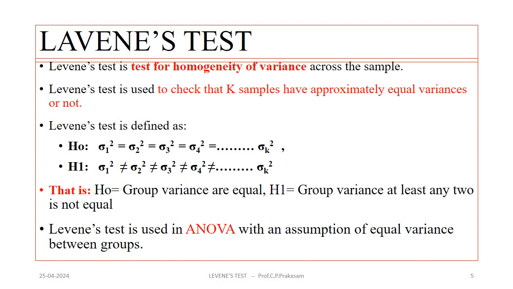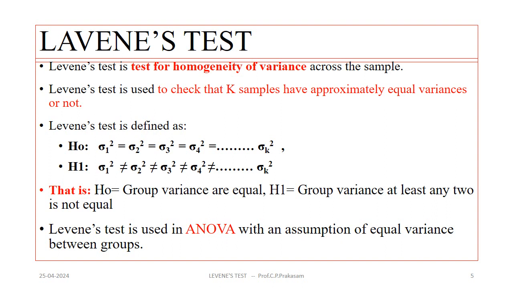Levene's test is defined as H0: the variance of one set of sample is equal to the variance of another set of sample, and so on up to k variances. But H1 is that variance of 1 is not equal to variance of 2, and so on. That is, H0 says all group variances are equal. H1 says at least any two of the group variances are not equal.